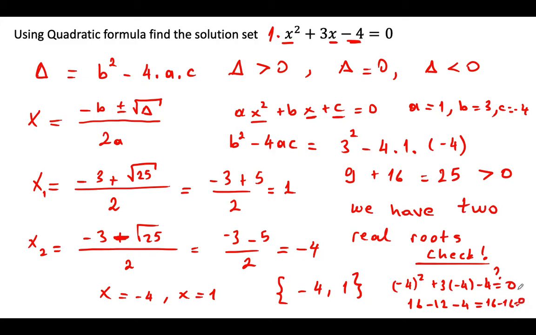So we are satisfied. Similarly for 1, if I put it in, 1 squared plus 3 times 1 minus 4 is equal to 0 or not. I will check this. 1 plus 3, 4. 4 minus 4, 0. 0 is equal to 0. Yes, it is. So this is the solution. And do we need to check? No, we don't need to. It's just to be sure we did not make any calculation mistake.